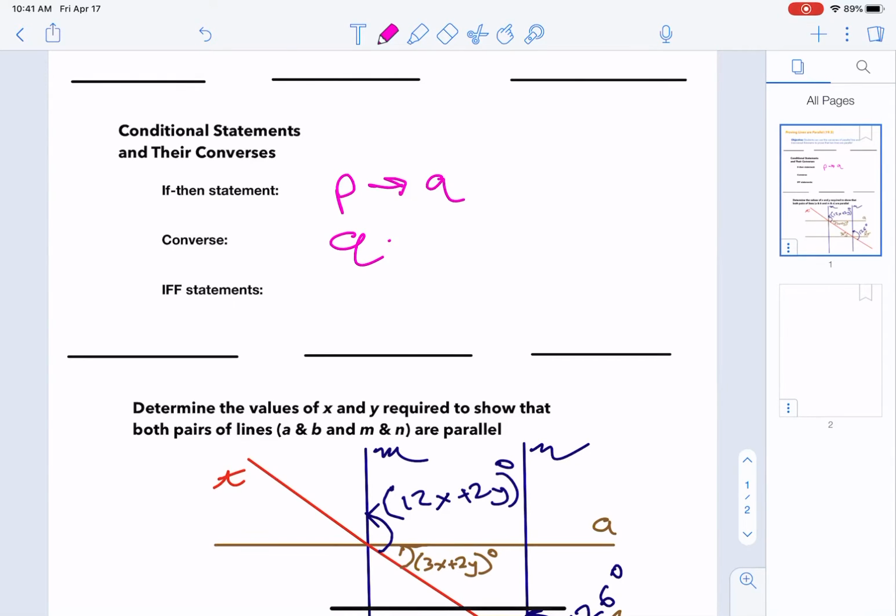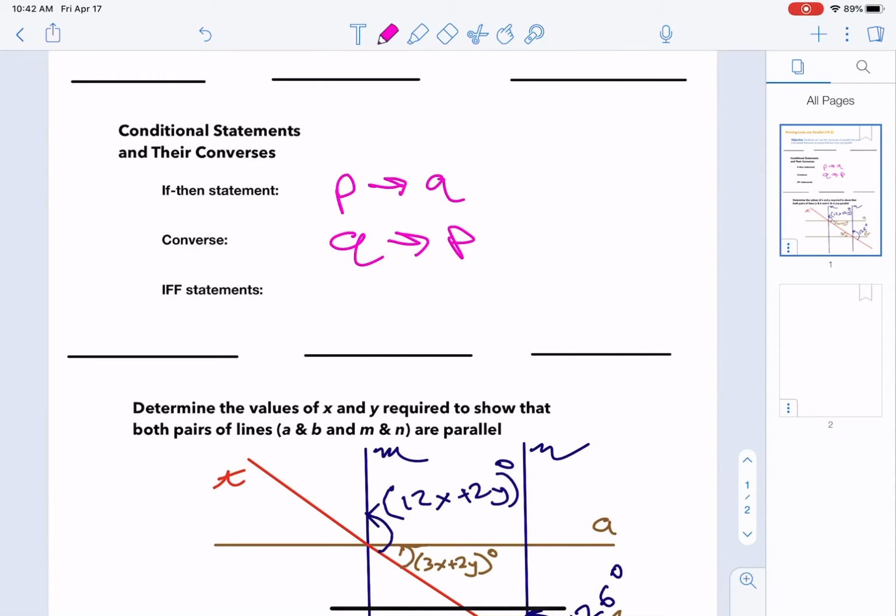If Q, then P. So in this case, if alternate interior angles are congruent, then the two lines that form them, that are cut by a transversal, have to be parallel. Okay, this is a special kind of statement, something that works as an if-then statement and as its converse. In math it is a very special kind of statement. It's called an if and only if statement.